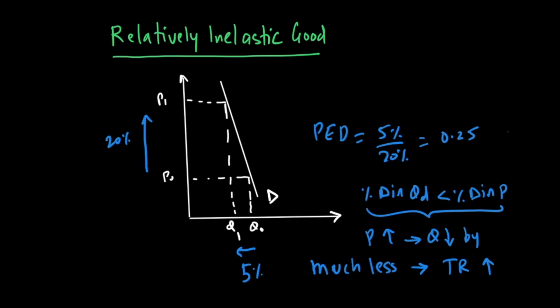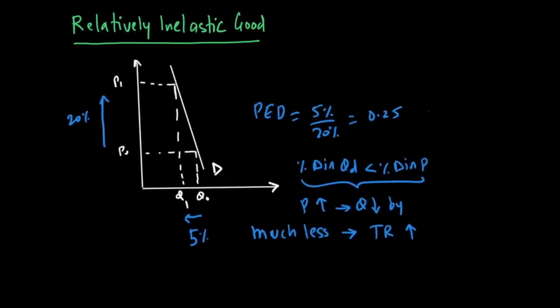Which means that if I'm a producer of an inelastic good and I want to increase my total revenue, I will increase the price, which means that same direct relationship between price and total revenue will exist here. So when the producer is selling an inelastic good, he can increase the price to increase total revenue, because when the price goes up, quantity falls, but by very little, or less than the proportionate change in price, causing the total revenue to go up.